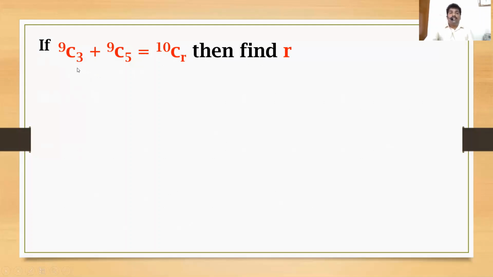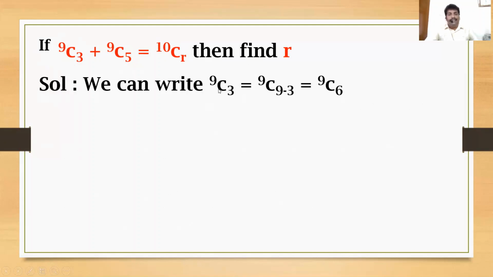So for that we have to change the given question here. 9C3, already we know that nCr is equal to nC(n minus r). 9C3 can be written as 9C(9 minus 3), that is equal to 9C6. So if you write 9C6 in the place of 9C3, what will happen? 9C6 plus 9C5. 6 and 5 will be consecutive. One is r minus 1. So what I did is, in the place of 9C3, I wrote 9C6. Now the given question becomes 9C6 plus 9C5 is equal to the given 10Cr.